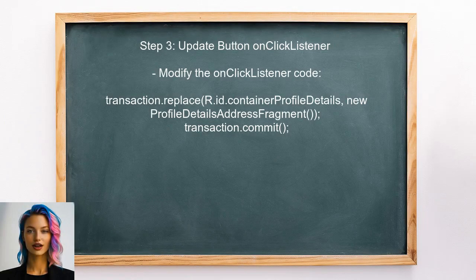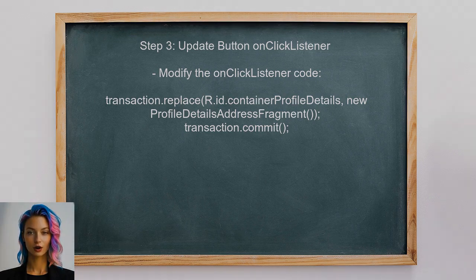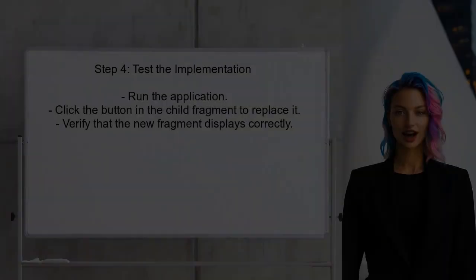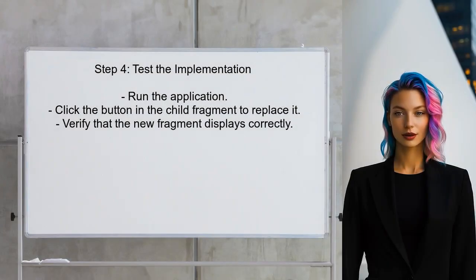Now, let's update the button's On-Click Listener in the child fragment. The user needs to ensure that the transaction is committed correctly after replacing the fragment. Finally, the user should test the implementation to ensure that the child fragment is replaced without any errors. They can do this by running the application and clicking the button in the child fragment.